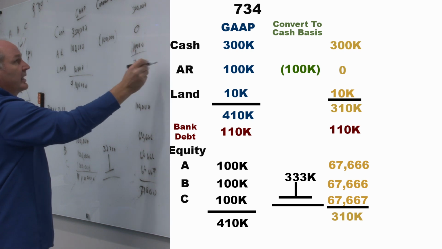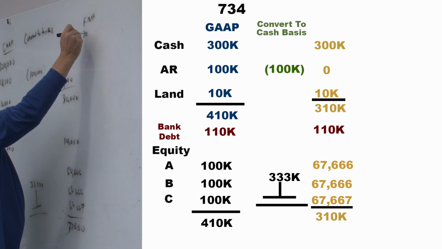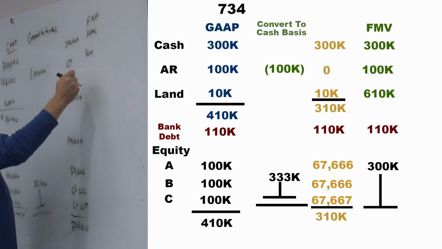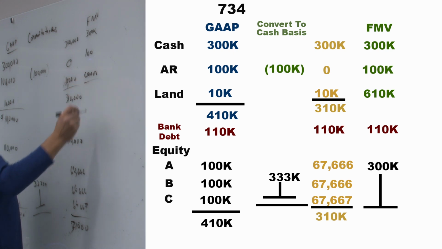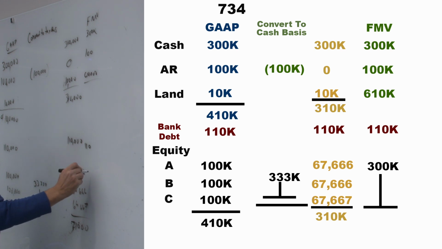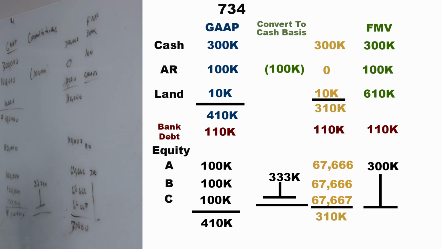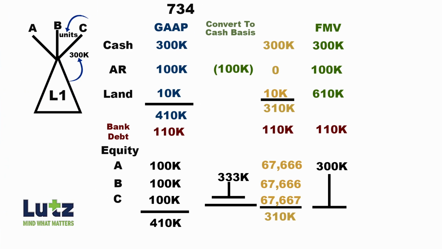So my fair market value, same as before, is 300K, 100K, and we said that this was how much? 610? Yeah. And 110, and then 300 all the way down. And then you would do the same journal entry with the same fluxing that you did before.